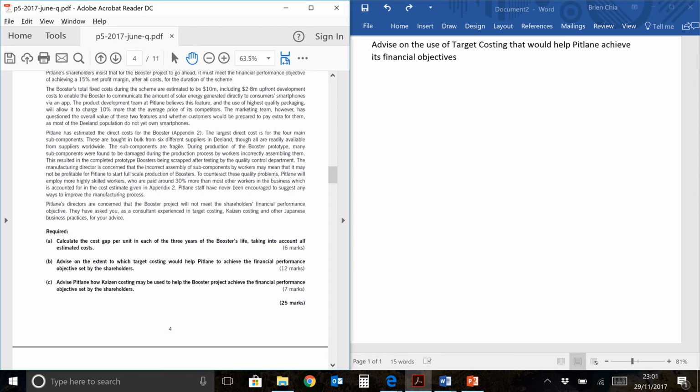Hi, I'm Brian, and today we'll be looking at the ACCA paper P5 March June 2017 past year paper, and we'll be looking at requirement B of question 2. Advice on the extent to which target costing would help Pit Lane to achieve the financial performance objective set by the shareholders. Now, this is for 12 marks, and they use a very high level verb, advise.